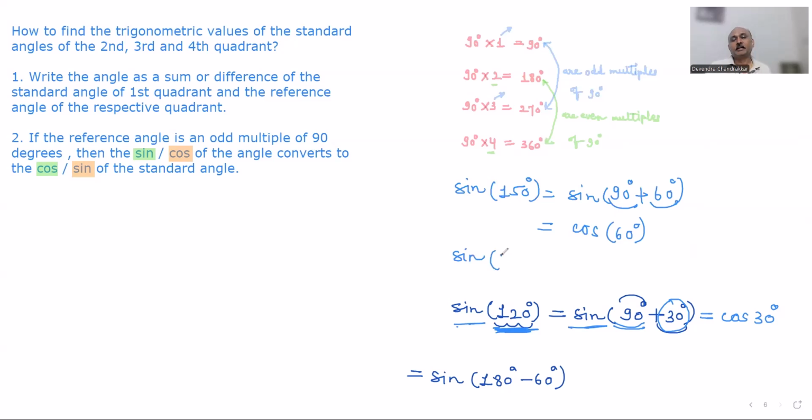Sine of, say, 240 degrees. This is sine, it can be written as sine 270 minus 30, right? So this is odd multiple. So this converts to cos of 30 degrees. Clear?